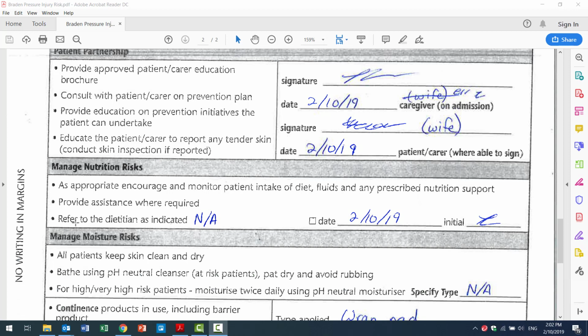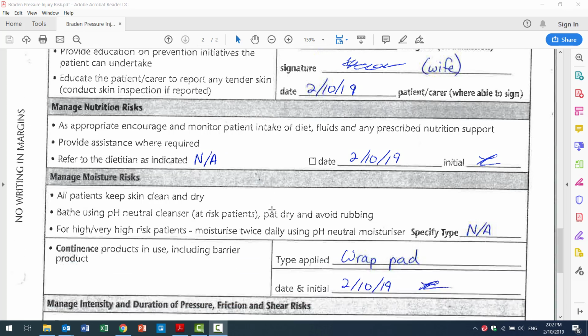Manage nutrition risk. This is just asking that if a referral to a dietitian is required, the nurse do it. Otherwise, encourage and monitor patient intake of diet and fluids and nutrition support. What the nurse is signing in this case is that she has read this and she is acknowledging that she will do this. She will monitor the patient's diet and fluids and provide assistance where required. It's important to document this every day in the progress notes.